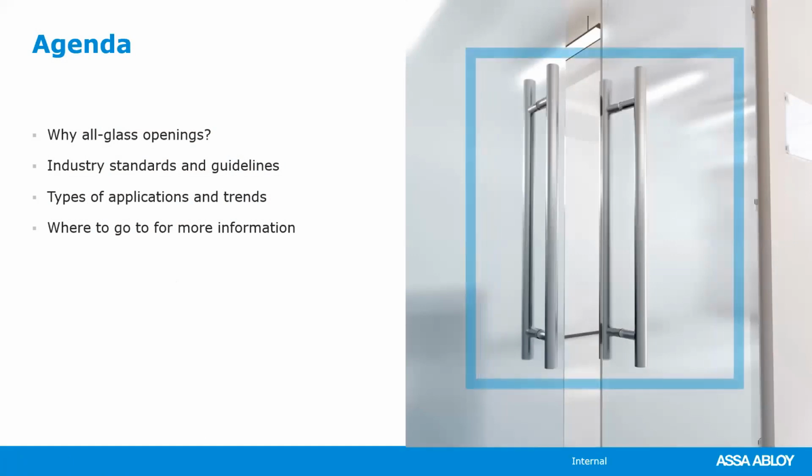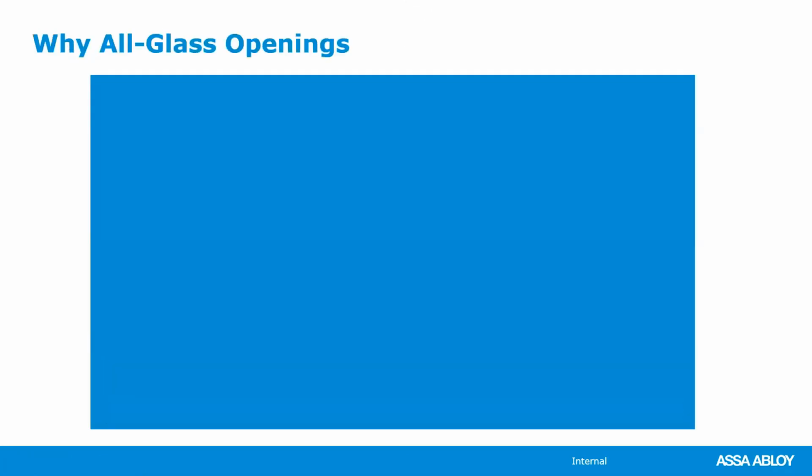So why all glass openings? Why would we want to put these types of applications out in the market? We're going to talk a little bit about industry standards and some of the guidelines that are followed today, and then briefly describe some of the applications and some of the trends, and then of course where to go for more information in closing. So to start, I'm going to share a quick video that talks a little bit about all glass doors and how we see them at ASSA ABLOY in our journey so far.